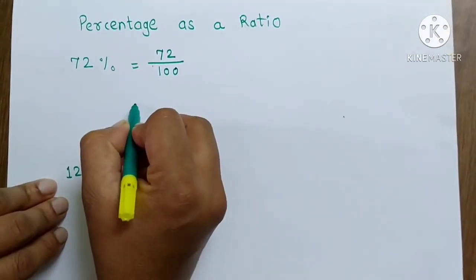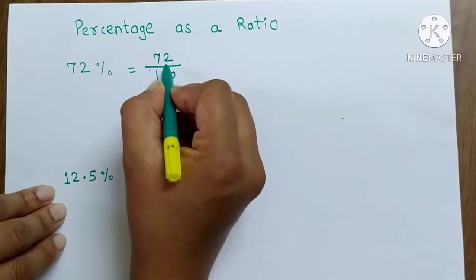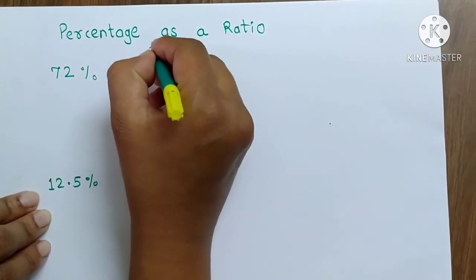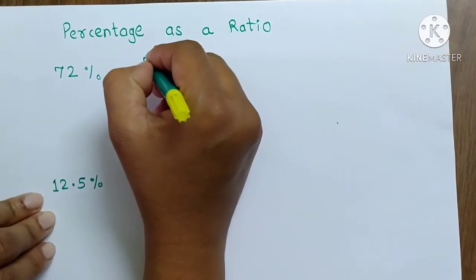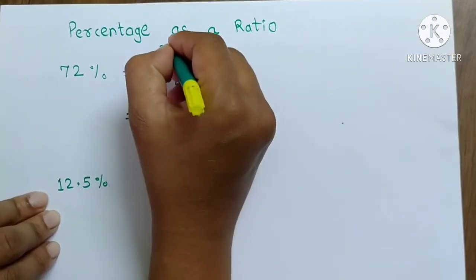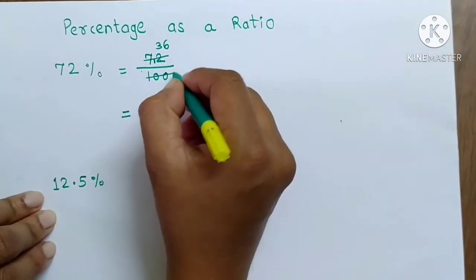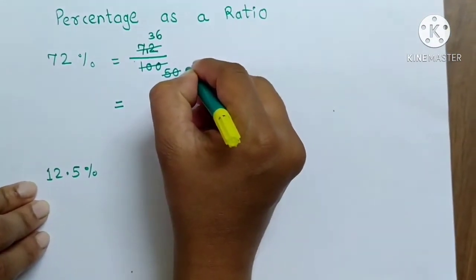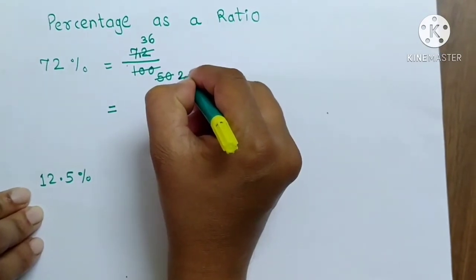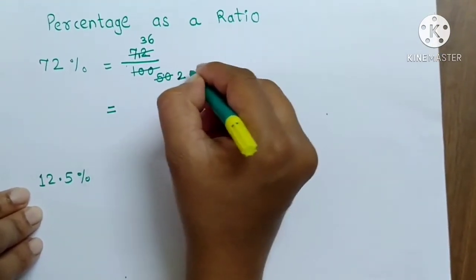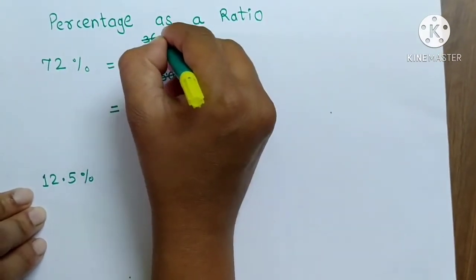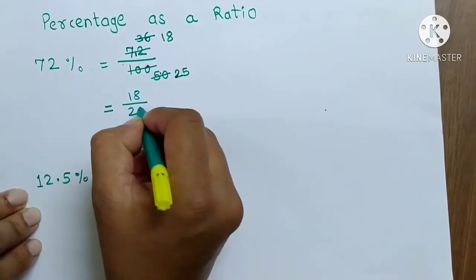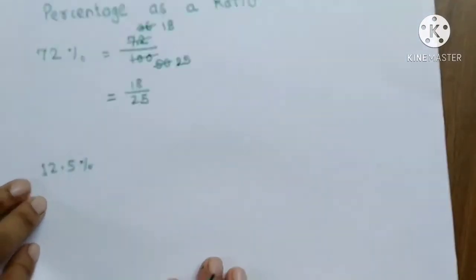Okay. Now I'm going to reduce these two numbers by 2. 2 5s are 10, 0. 2 3s are 6. 2 3s are 6 and 1, 12. So 2 6s are 12. Now 36 and 50 is going to reduce by 2. 2 2s are 4 and here 1. 2 5s are 10. 2 18s are 36. So 18 upon 25 is the answer.